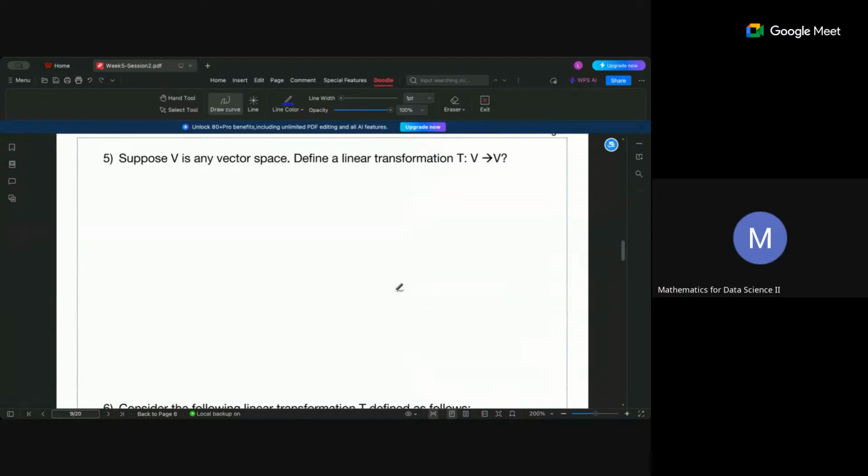Okay. Suppose V is any vector space. Define a linear transformation T from V to V. You don't know what your vector space is. It is some vector space. So for any arbitrary vector space, your transformation should be valid. Whatever vector space you put in place of V, whatever transformation you define should be valid.